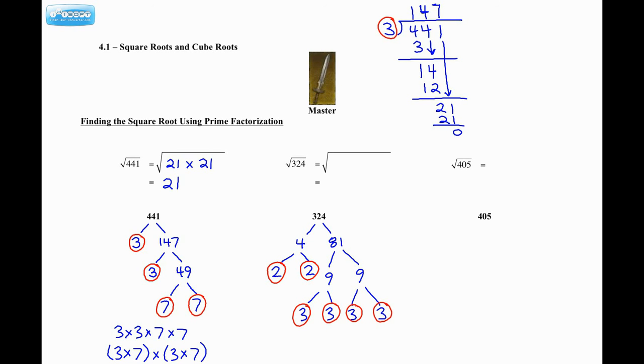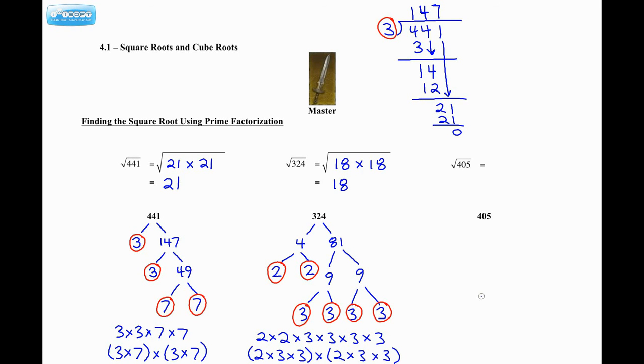So that means 324 can be thought of as 2 times 2 times 3 times 3 times 3 times 3. It is a perfect square if I can reorganize these into two equal groups. And I can do that. So this is 2 times 3 times 3 times 2 times 3 times 3. I have two equal groups, and each group, well, 2 times 3 times 3, that's 18. So this is 18 times 18. Therefore, it's a perfect square. So the square root of 324 is 18.